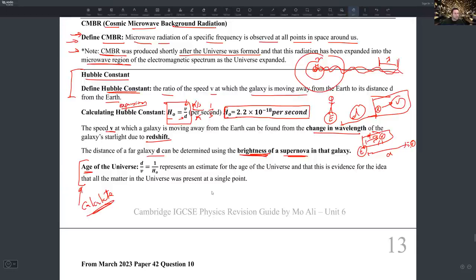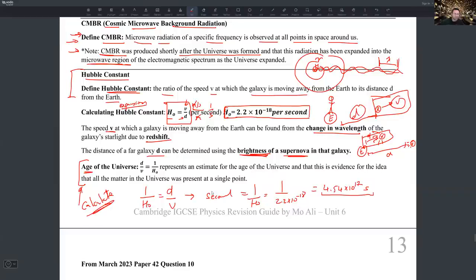What will the age of the universe be? If the Hubble constant is V over D, which is per second, if we flip it, 1 over H, which is D over V, gives me the unit seconds. So try it. If you say 1 over H, which is 1 over 2.2 times 10 power negative 18, the answer comes out as 4.54 times 10 power 17 seconds.